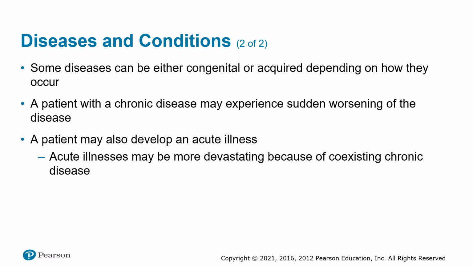A patient with a chronic disease may experience sudden worsening of the disease, and a patient may also develop an acute illness. Acute illnesses may be more devastating because of coexisting chronic diseases.